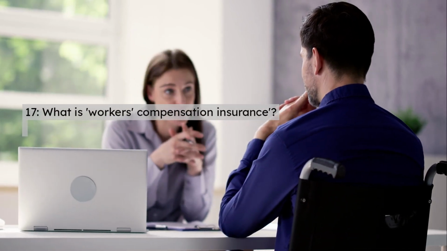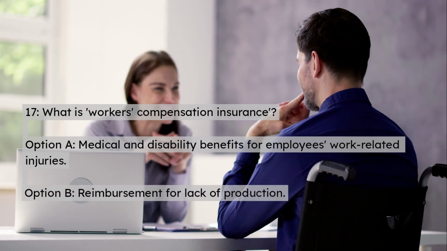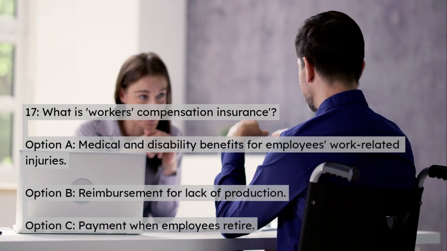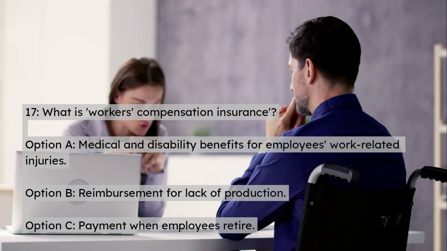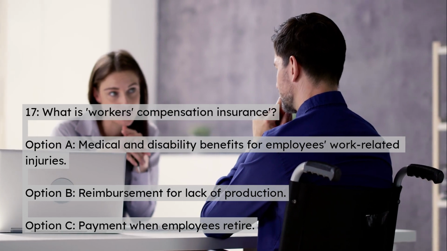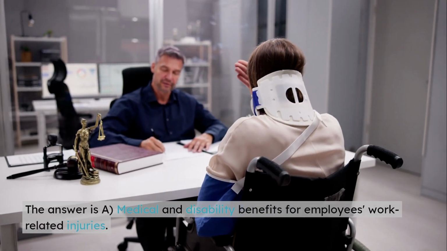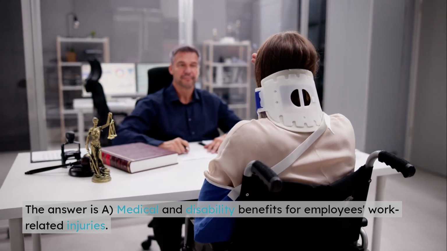17. What is workers' compensation insurance? Option A, medical and disability benefits for employees' work-related injuries. Option B, reimbursement for lack of production. Option C, payment when employees retire. The answer is A, medical and disability benefits for employees' work-related injuries.